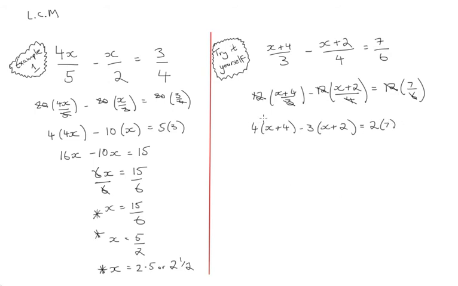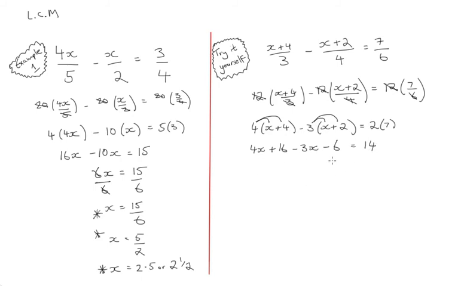Okay, now we need to simplify this. But remember, when you're multiplying a number by something inside a bracket, it's multiplied by both terms. So we're left with 4x plus 16, because 4 multiplied by 4 is 16. And then it's minus 3x, because it's minus 3 multiplied by x, and then minus 3 multiplied by plus 2. So that would be minus 6. And then we're left with 2 7s are 14.